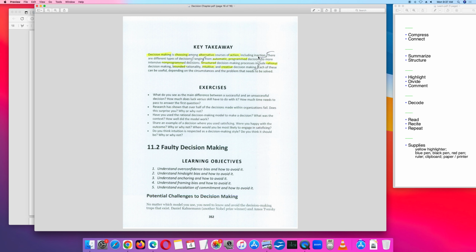Decision making, choosing alternative action, break. Then from automatic programmed to non-programmed, structured. That includes rational, bounded, and then you have BRICK. Basically, decision making is choosing among alternatives and then taking action: automatic programmed versus non-programmed, and then non-programmed is BRICK, structured. Sometimes I'll even break up parts of a sentence. Here, non-programmed and structured are parts of two different sentences. So I'm making up for bad writing. That's what decoding is all about.